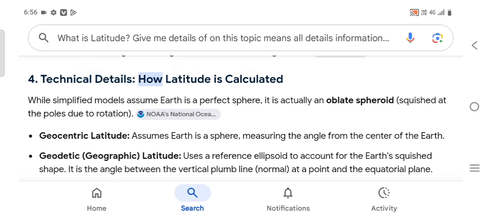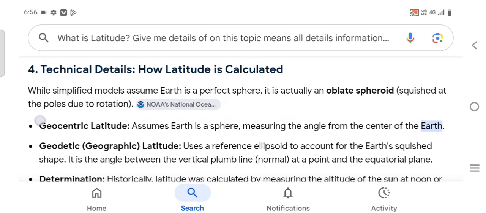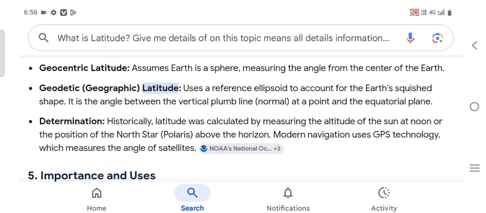4. Technical details. How latitude is calculated. While simplified models assume Earth is a perfect sphere, it is actually an oblate spheroid, squished at the poles due to rotation. 1. Geocentric latitude assumes Earth is a sphere, measuring the angle from the center of the Earth. 2. Geodetic, geographic latitude uses a reference ellipsoid to account for the Earth's squished shape. It is the angle between the vertical plumb line, normal, at a point and the equatorial plane.